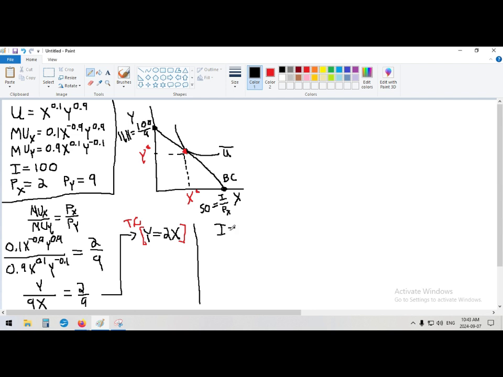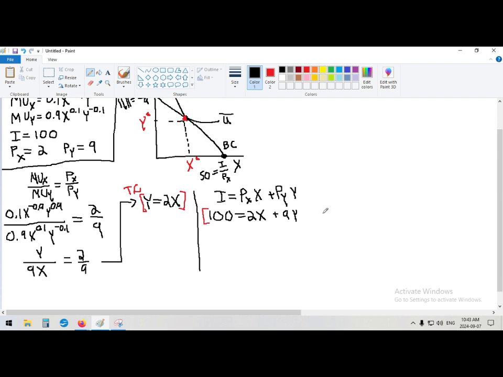So let's go to the budget constraint, I equals pxx plus pyy. The consumer has 100 for their income. It costs 2 for X. And then it costs 9 for Y. And now what we can do is combine these two equations together and say, wherever we see a y, we can just plug in 2x. So we have 100 equals 2x plus 9, and then there's going to be a y here, so let's plug in 2x. And then we just have one variable left over. So we have 2x plus 2 times 9, which is 18, so it'll be 20x.